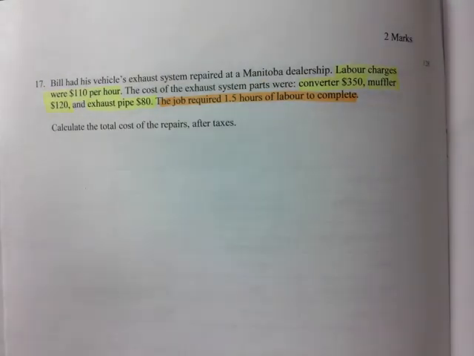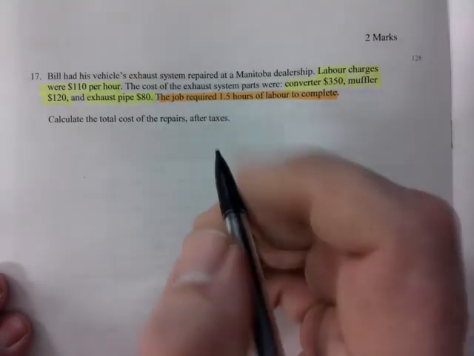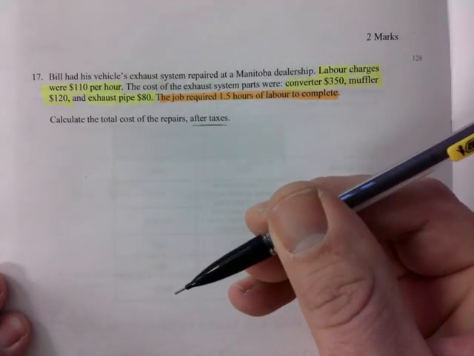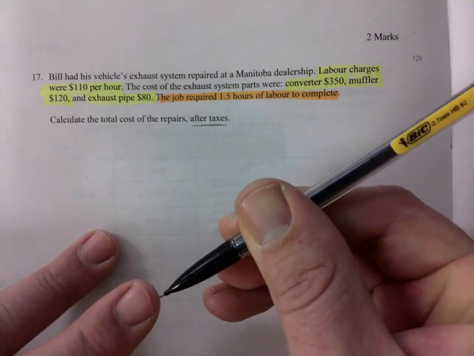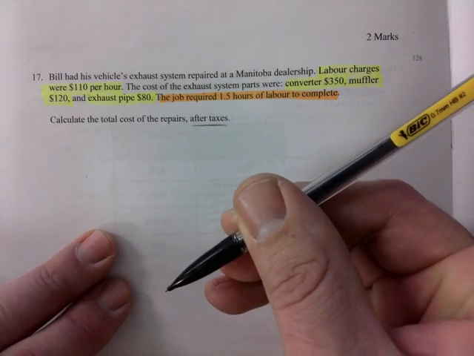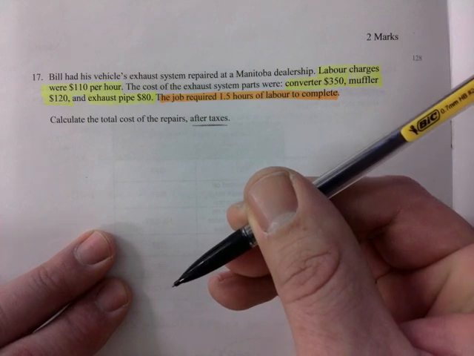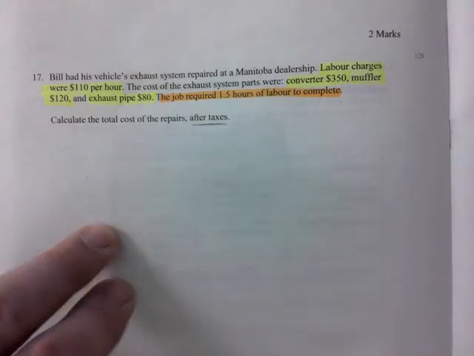All right, calculate the total cost of the repairs. There it is: after taxes, right? So they want you to include taxes. What do we know about parts and labor? What tax rate is applied? Because this is parts and labor. Oh, I forgot. I'm drawing a blank.